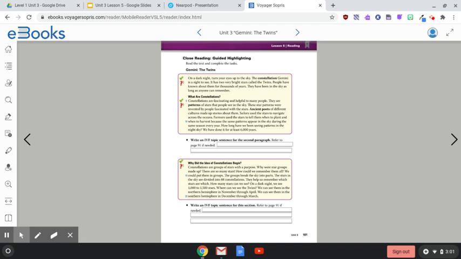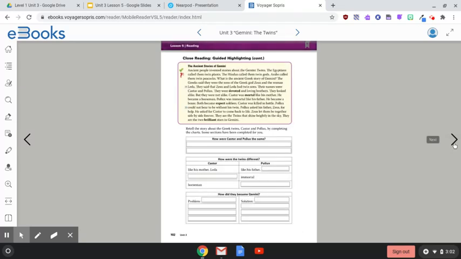Now write an IVF topic sentence for the second paragraph. Remember that you're identifying with the I, you're using a strong verb, and then you're finishing up your thought. If you need to, refer back to page 91 and look at your example IVF sentences. Now read aloud the section, Why did the idea of constellations begin?